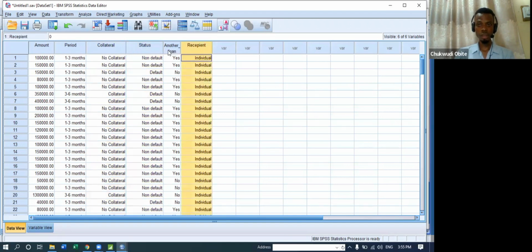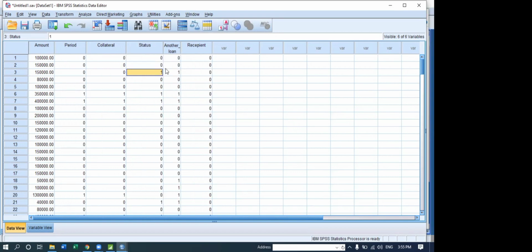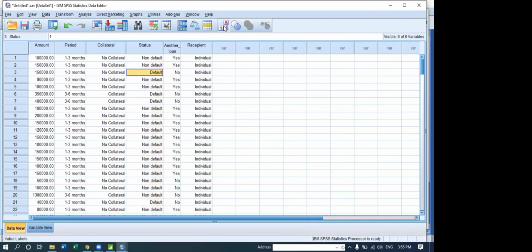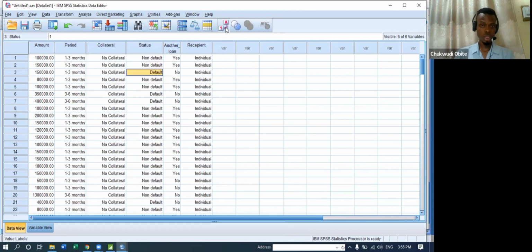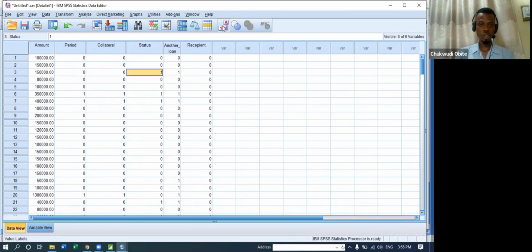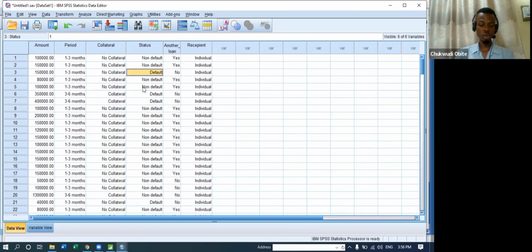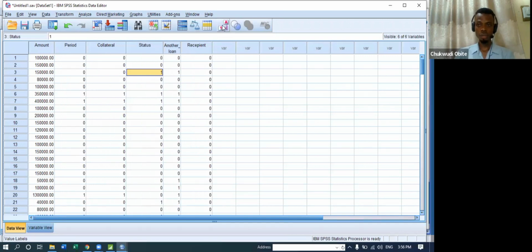Now, in this case, like I said, you have to know the level that is of interest to you. Default is of interest to us. That's why default is coded as one. We use one for what is of interest, the particular level that is coded as one.